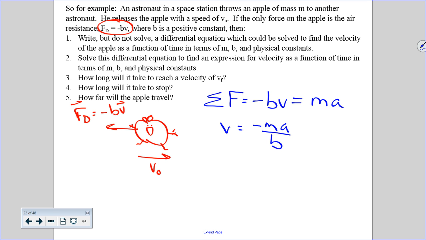So what we need to do is find a way to put t into this equation. What we're going to do is replace the a with dv/dt. So in English, what does dv/dt mean? It's the change in velocity per unit time. It's the derivative of the velocity. Follow? All right, so here's my new equation: v equals negative m over b times dv/dt.